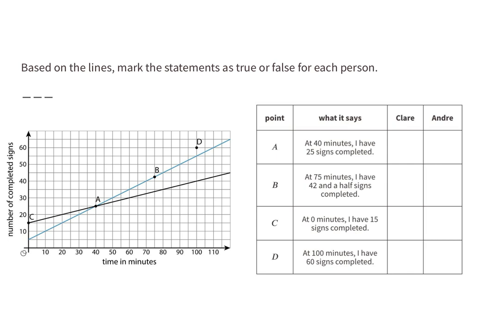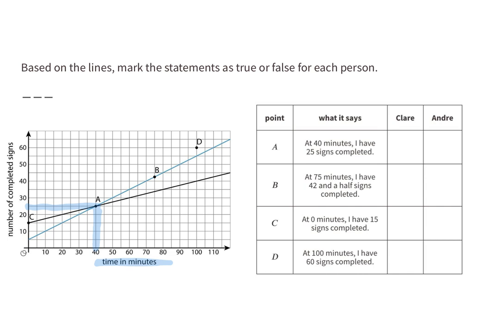So where is minutes? Minutes is on our x-axis. The number of signs completed is on our y-axis. So what I want us to do, let's go find 40 minutes, which is here, and let's find 25 signs. So that's right at point A, okay? At point A. So now, who is that true for?